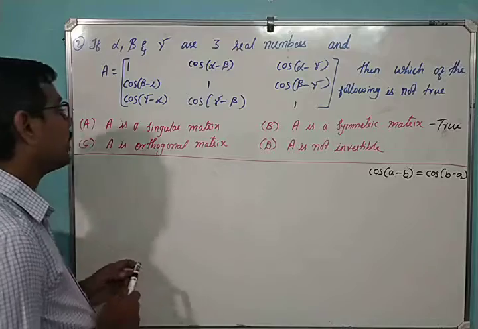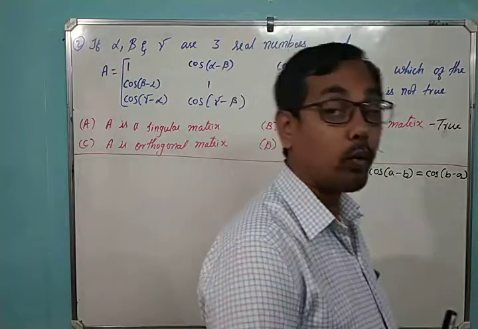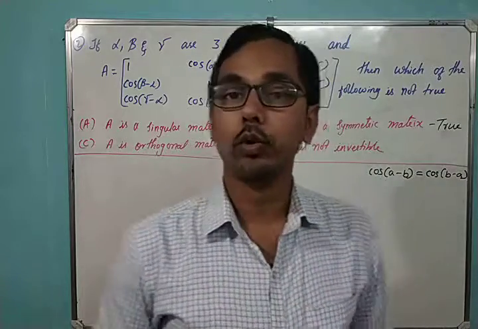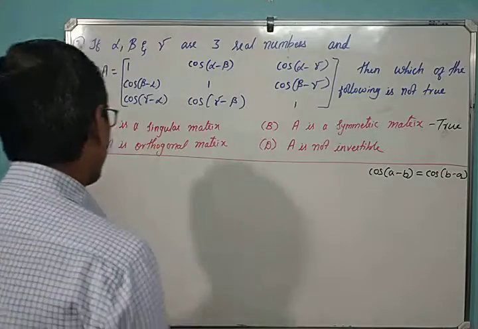Coming to singular matrix. What is a singular matrix and what is a non-singular matrix? A non-singular matrix is a matrix whose determinant value is not equal to 0. If the determinant value is equal to 0, then it is a singular matrix. For that we have to check.